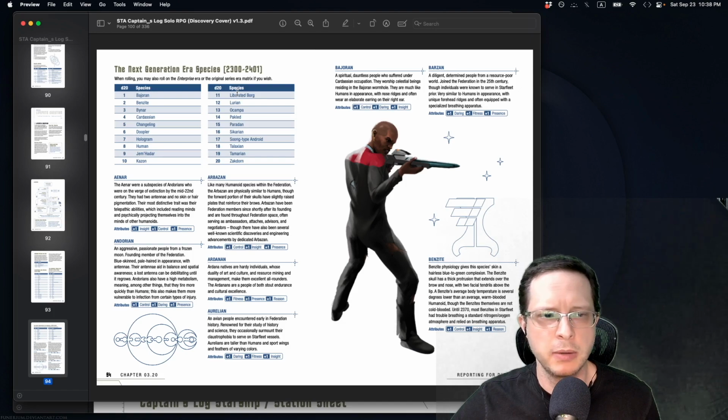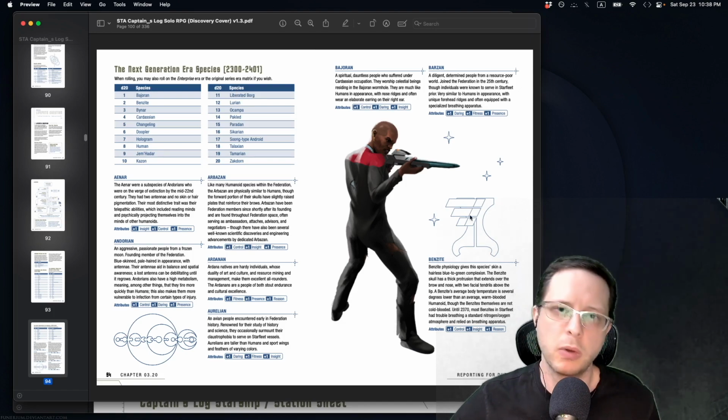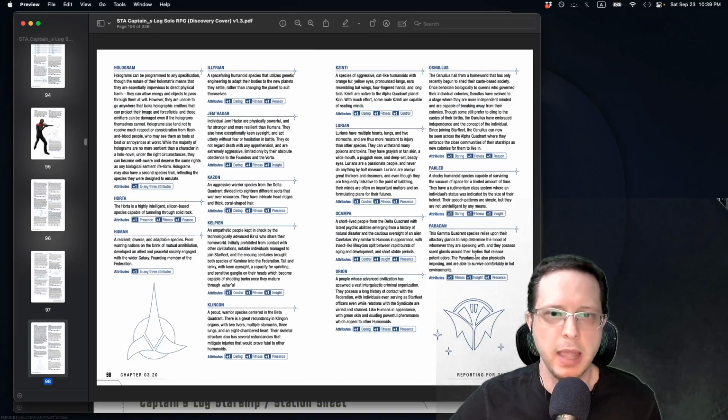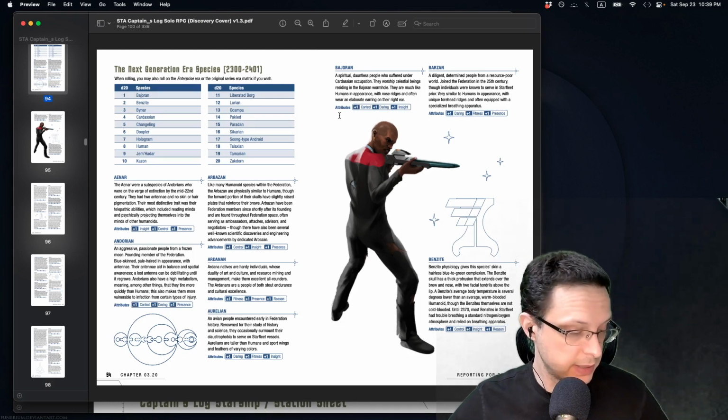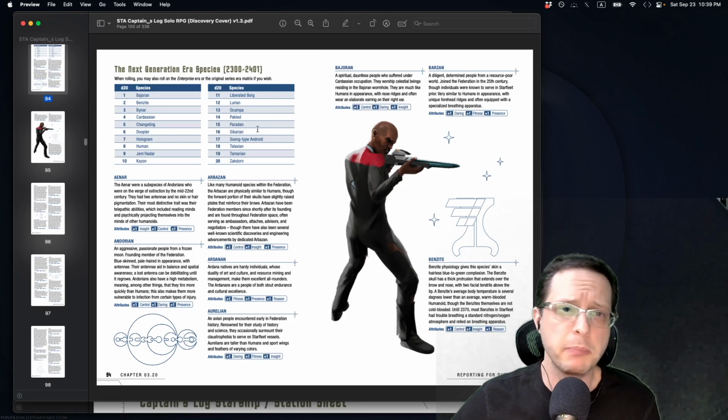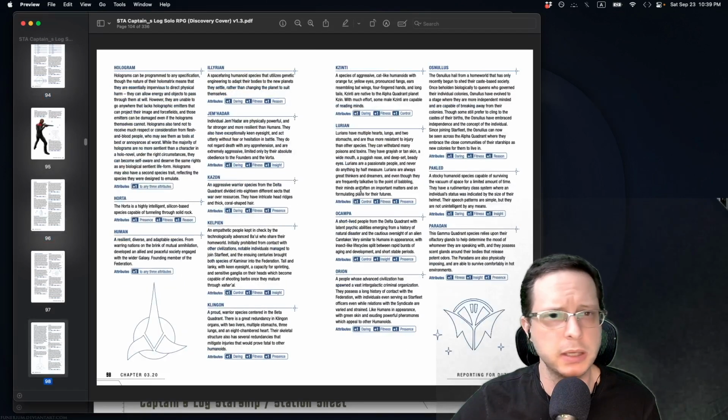Some of these you might not necessarily want to pick, or of course you can just pick any of the many that you see here. There are a lot of them. Anyway, I'm going to go ahead and roll on this table to make this quick and simple. And I rolled a 15, which is a Paradan. So we're going to flip over here.